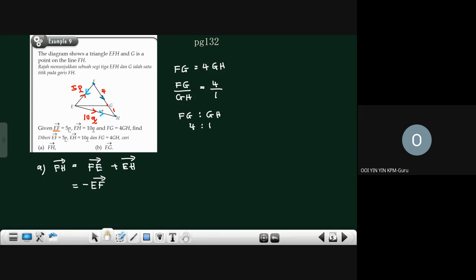And then here EH, you get exactly from the question, right? This EH needs no change, the direction is also the same. So from here, negative EF, put in your negative here. Your EF is 5P, and then plus your EH is 10Q. So this is your answer, done. It is easy, just don't make mistakes with the direction.